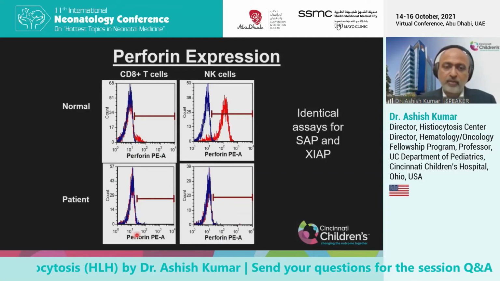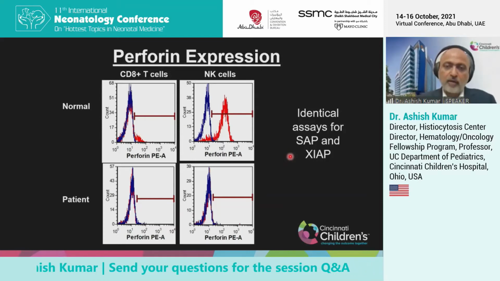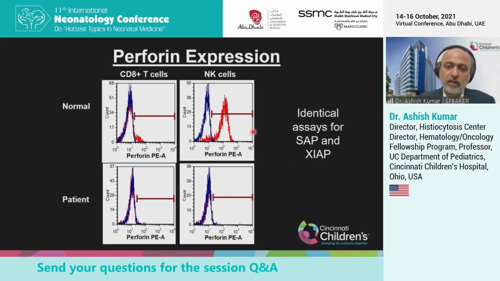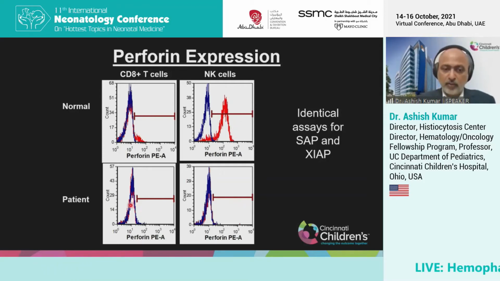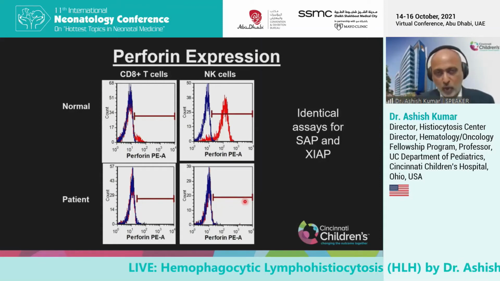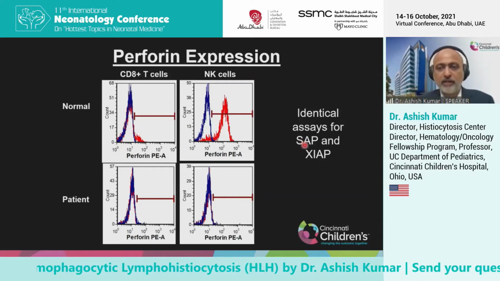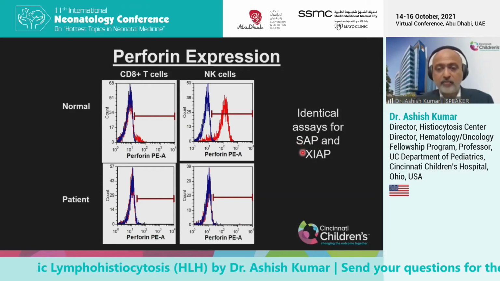So here is one example of the flow cytometry analysis of perforin. On the top is a normal individual, and what we're looking for is the red histogram. So this is the NK cells of a normal individual. The red line indicates the presence of perforin in the NK cells. The bottom row is that of a patient, and if you see, there is no perforin. And this assay takes about 24 hours to run, and you can get an answer that not only does the child have perforin, you've also diagnosed the cause of HLH, the absence of perforin. We have similar assays for SAP and XIAP, which are the two X-linked proteins.